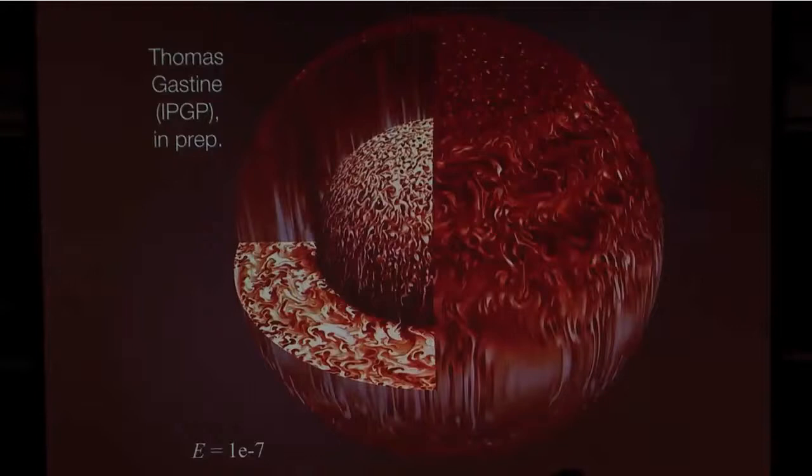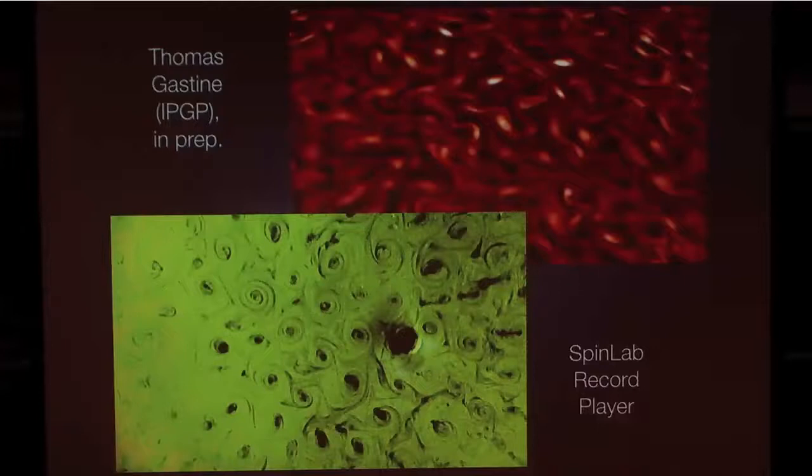Okay, so let's just take a quick look. Here's Thomas' temperature field image near the pole. And here's a snapshot from our lab experiment. You can't see the swirlies as well in the temperature field, but these are comparable flow fields.